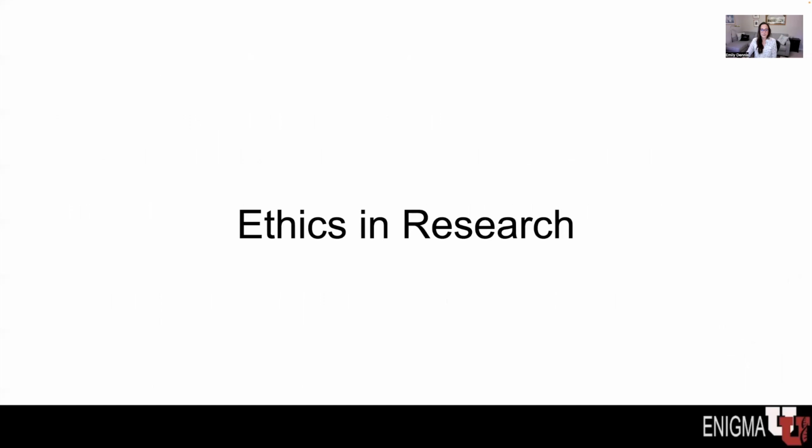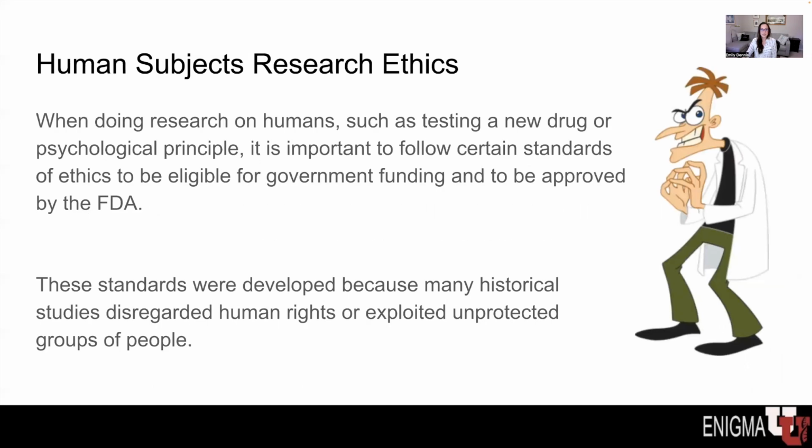Ethics in research. Again, we'll go into a lot more detail on this. When doing research on humans, such as testing a new drug or a psychological principle, it's important that we follow certain standards of ethics to be eligible for government funding and to be approved by the FDA. There are certain standards that we have to apply regardless of where our funding comes from, and people can be in legal trouble if they do not abide by these ethical codes. These codes, of course, also exist for animal research, but our focus here is human research.